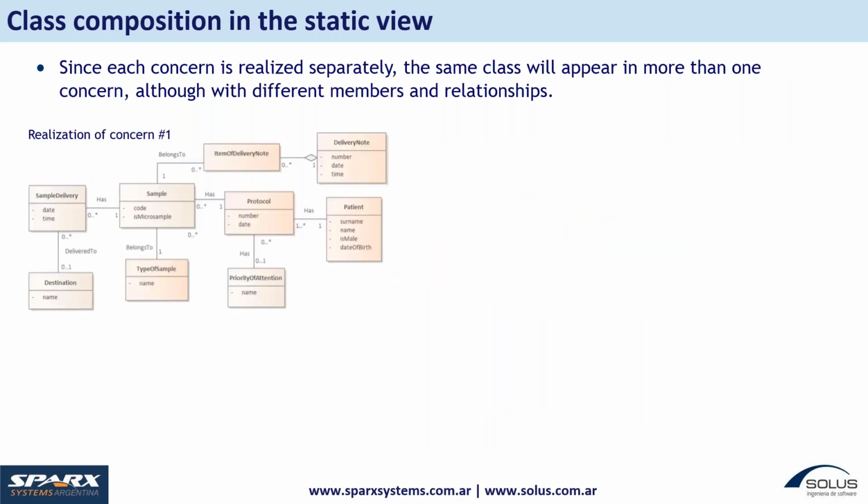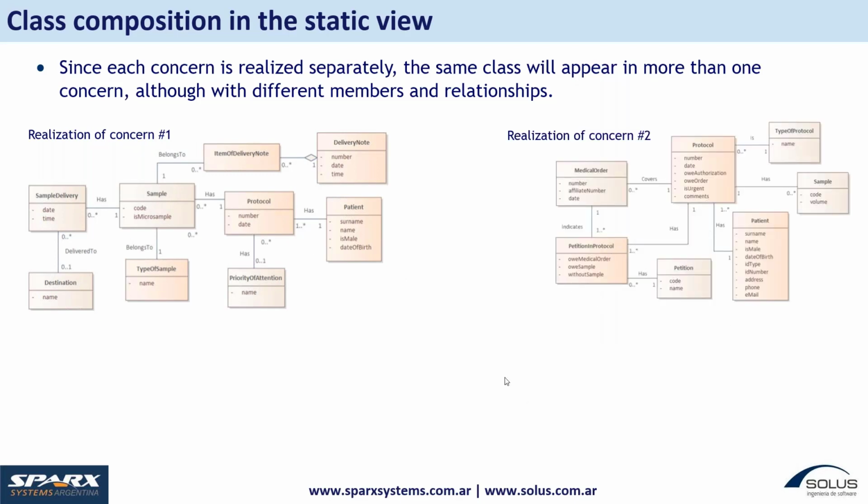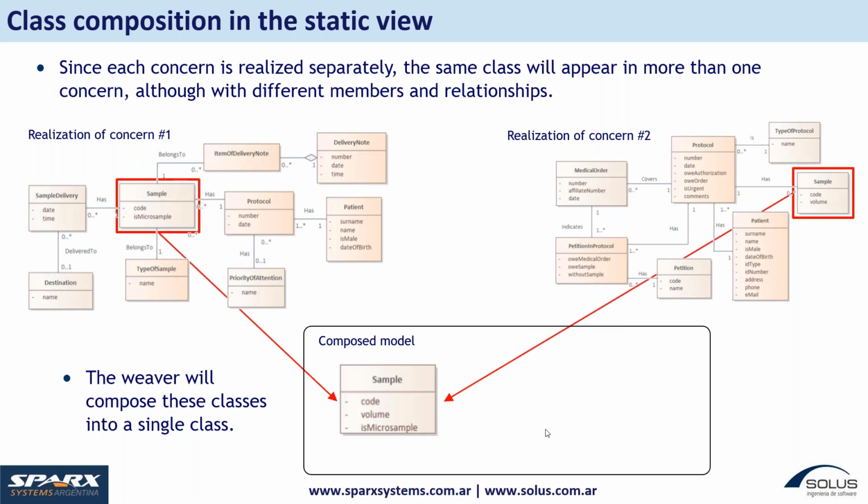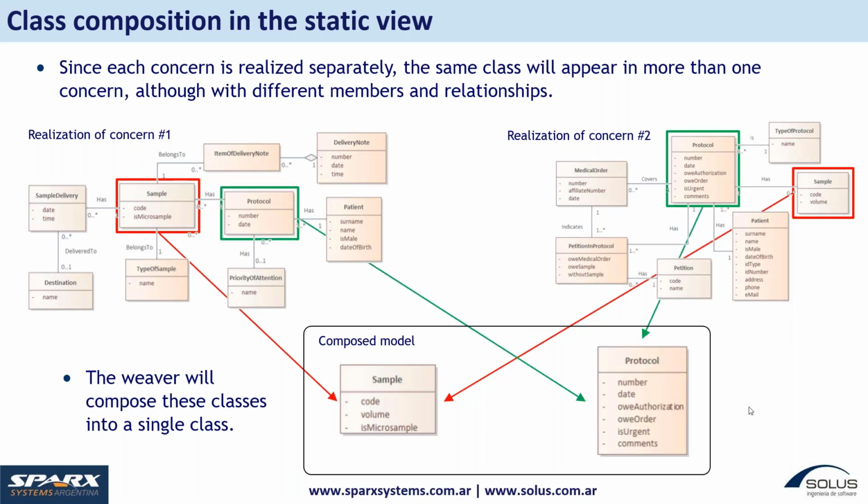In this case, for instance, we have the realization of concern number one, the realization of concern number two, and if we check, we can see the class Sample Protocol repeated in different concerns. Well, with our plugin, we must merge the repeated classes in order to obtain the composed model. In this case, the classes that are repeated in different concerns will be included in the composed model as a single class, but including all the members, attributes, and methods from the original classes. We must merge all the classes into a composed model. We have to compose attributes and methods. I'll show you how to do it.